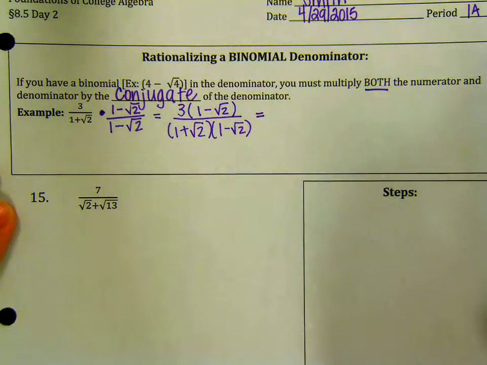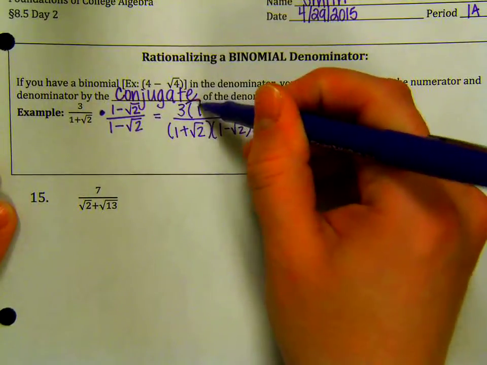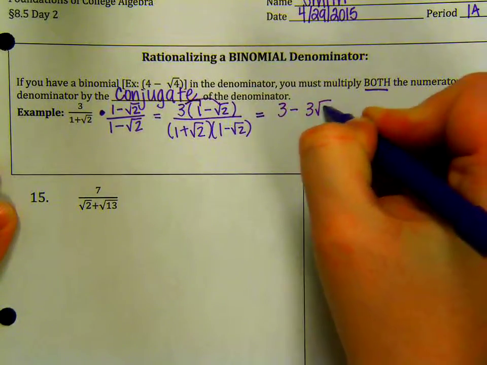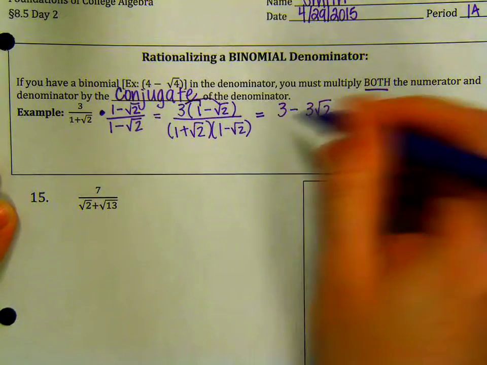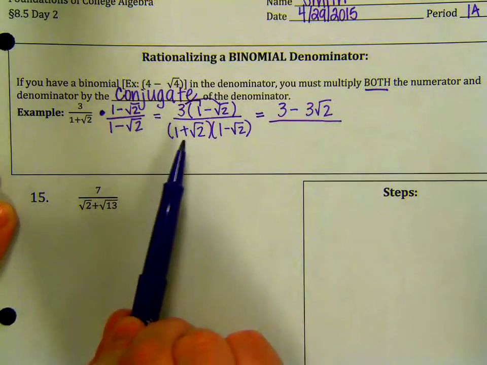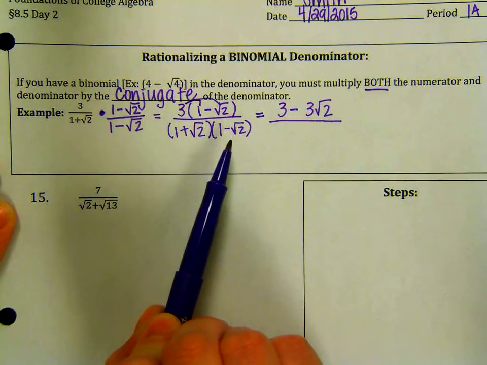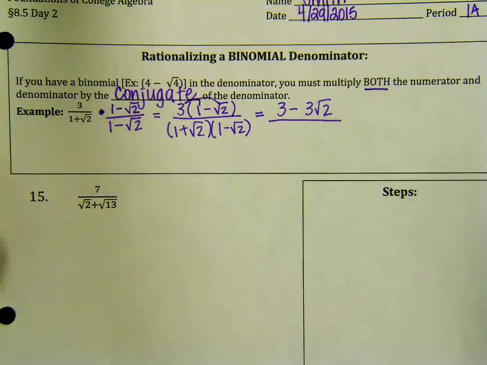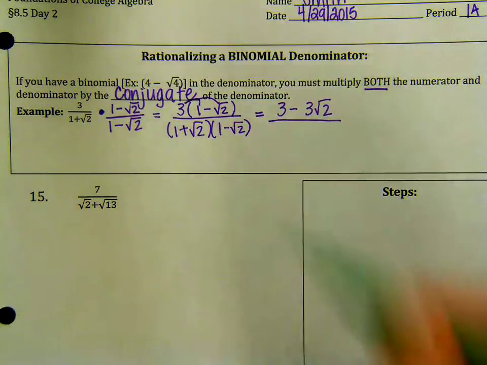Next step, you want to actually multiply. So this I'm going to distribute. So I'll have 3 minus 3 root 2. And then in the denominator are my conjugate ones, so a negative. You could do the box method for it, but we're going to start taking that shortcut. If you're more comfortable doing the box method, go for it. But the shortcut just says I'm going to multiply the first two terms.